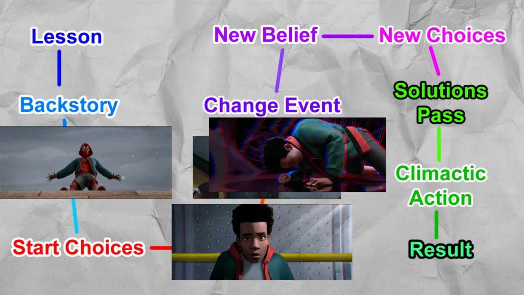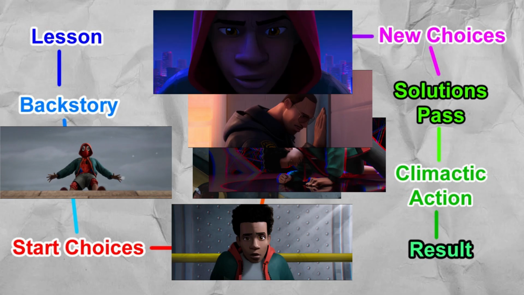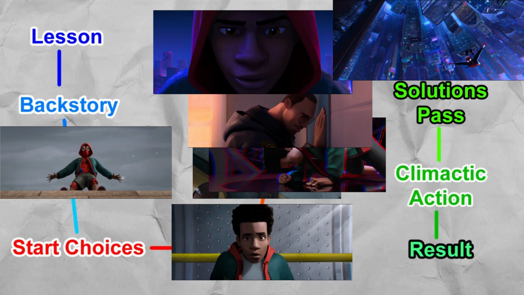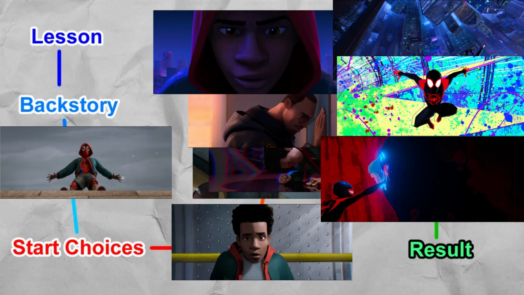His change event is a speech from his father and the leap of faith quote. His new belief is that he's ready, and his new choice is to redo the building jump. He passes and joins the final battle. In the climax, he defeats Kingpin alone and saves the day.